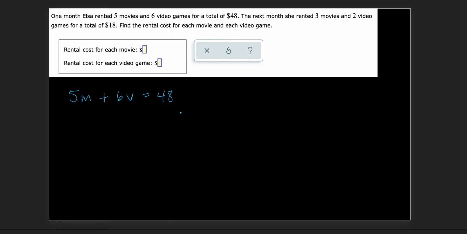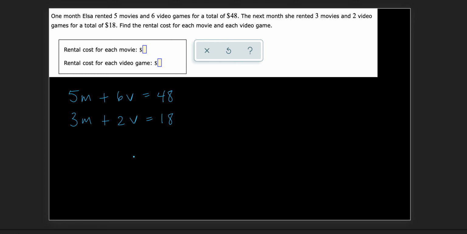This really brings me back to Blockbuster days. The next month she rented 3 movies, so we have a similar thing in the second sentence, and 2 video games for $18. Find the rental cost of each. So we're solving for M and V. You can use a substitution method, but everything's lined up, so it's kind of attractive to use the addition method. Remember the addition with elimination method?